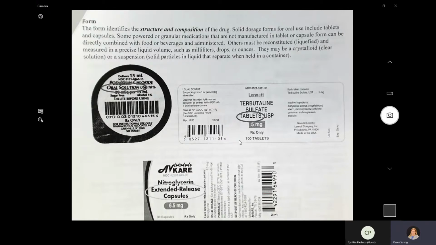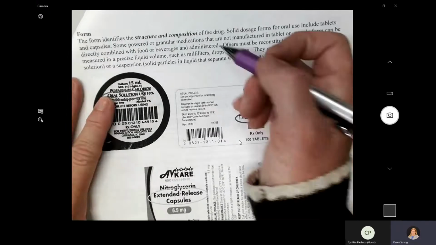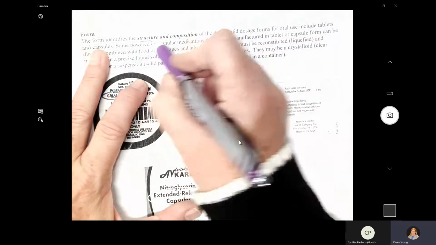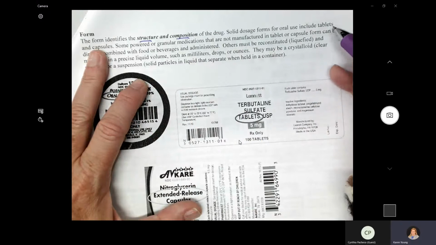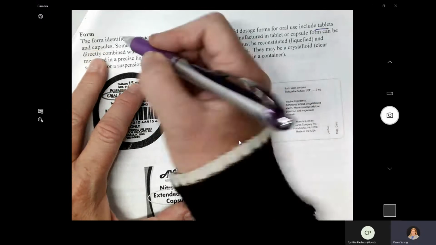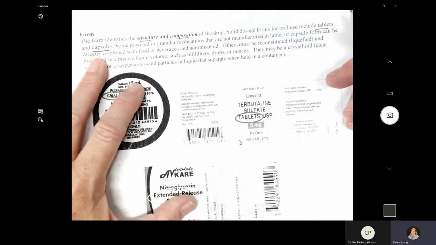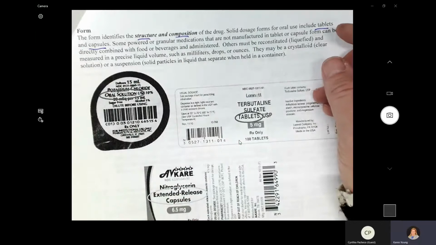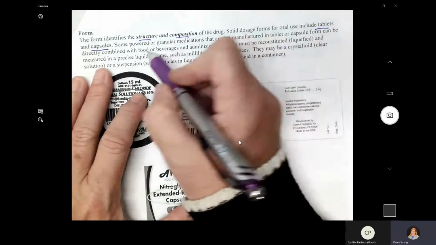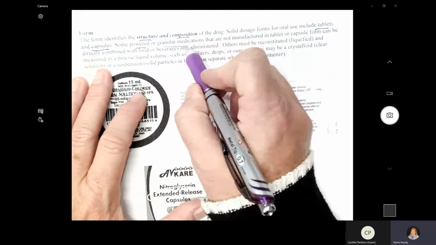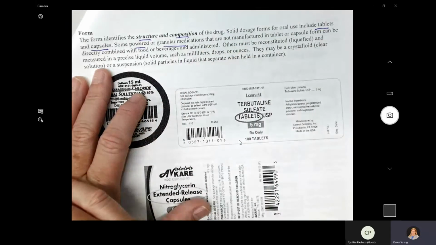All right, so we have our forms. The form of our medication, it's the structure and the composition. So we have the solid dosage forms, which is oral use, which is your tablets, your capsules. Sometimes you got the caplets, where they look like a capsule, but they're solid like a tablet. We have some that are powdered or granule medications that are not manufactured in tablet or capsule form, but they can be directly combined with food or beverages.